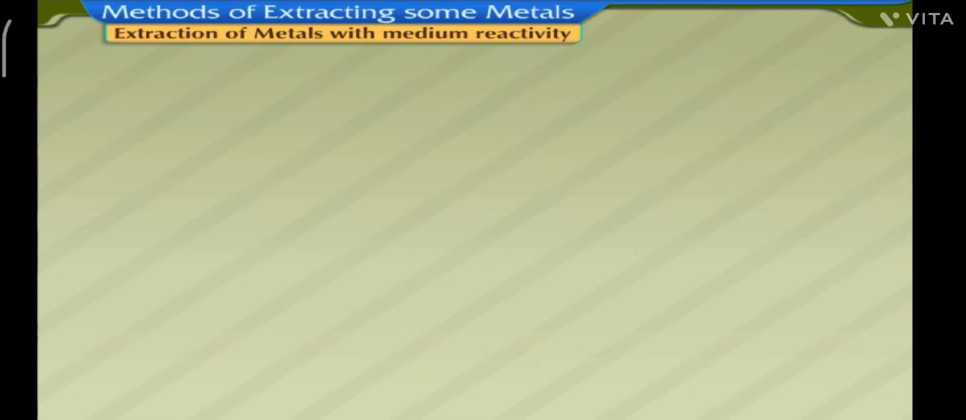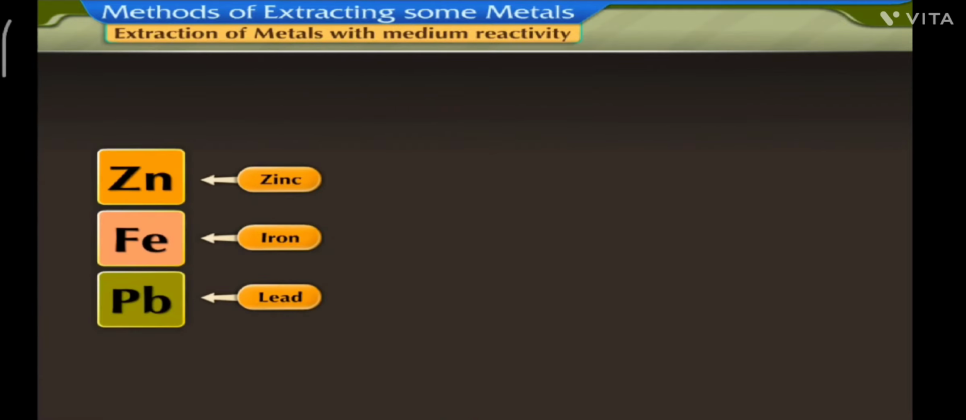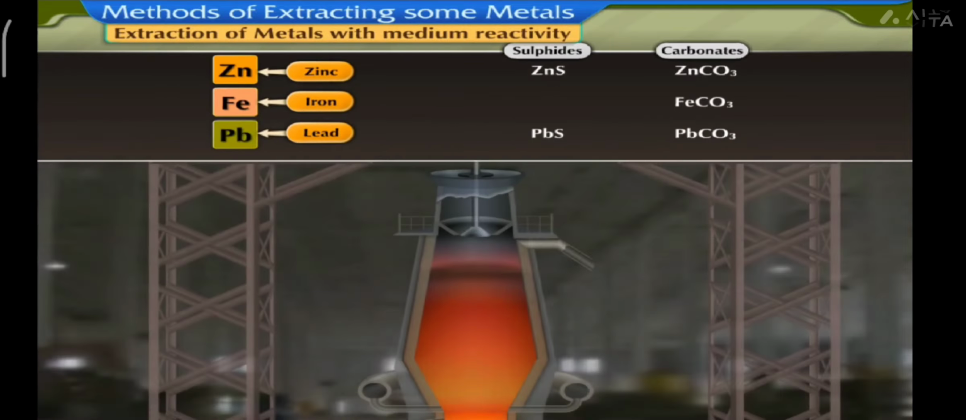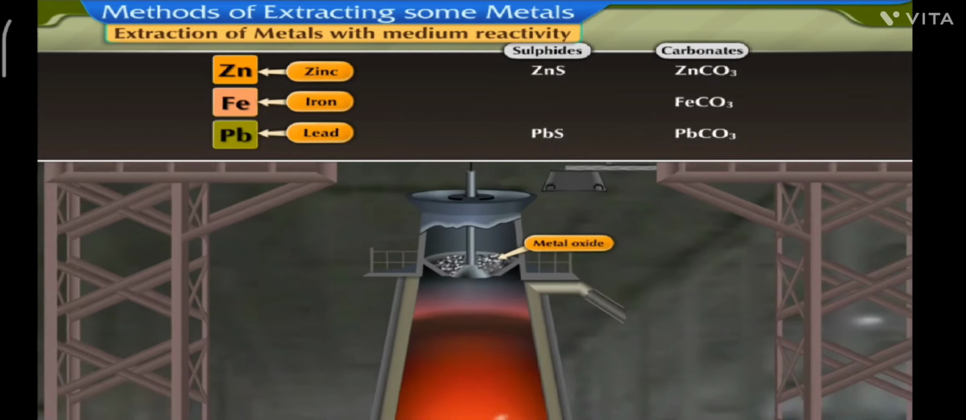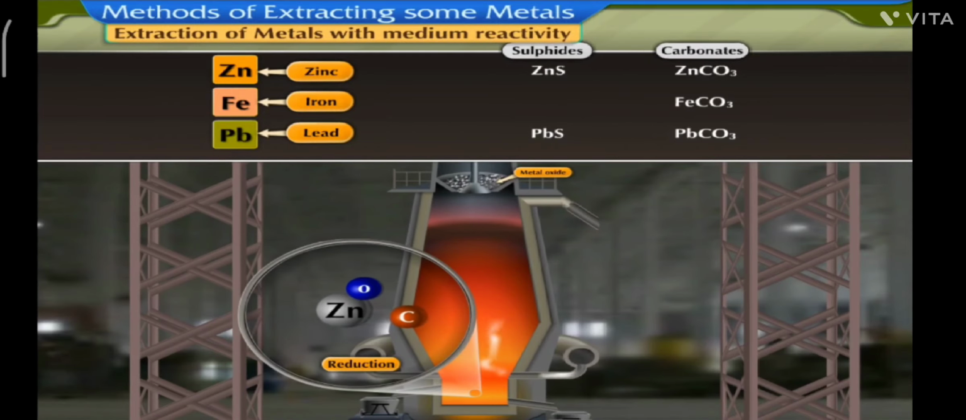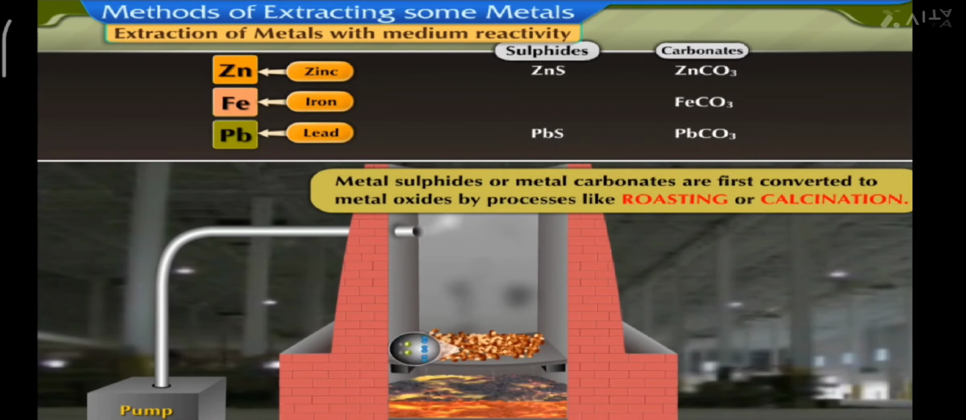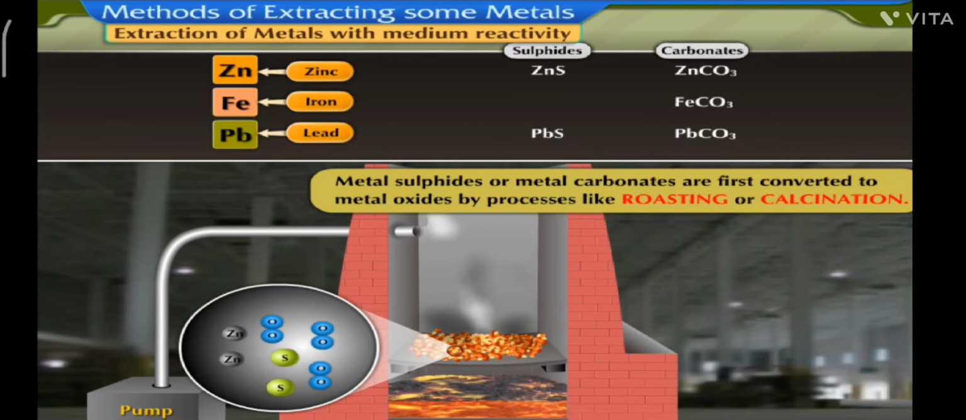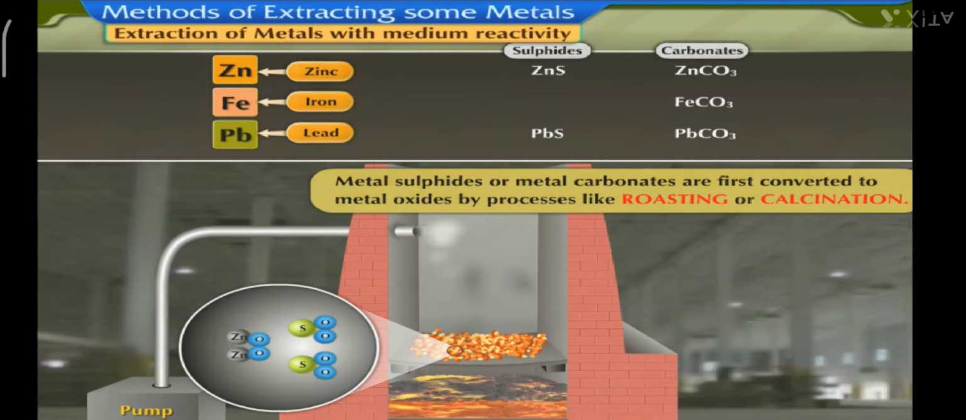Extraction of metals with medium reactivity. Metals placed in the middle of the activity series, that is, zinc, iron, and lead, are moderately reactive. These metals are usually present in the form of their sulfides or carbonates. It is easier to obtain a metal from its metal oxide by reduction than from its metal sulfides or metal carbonates. Therefore, metal sulfides or metal carbonates are first converted to metal oxides by processes like roasting or calcination.